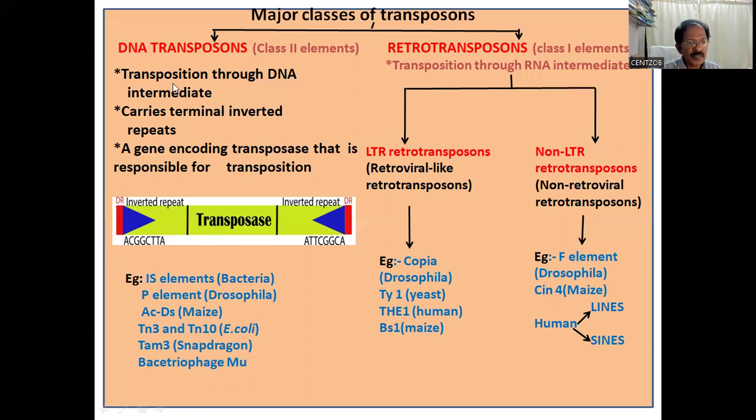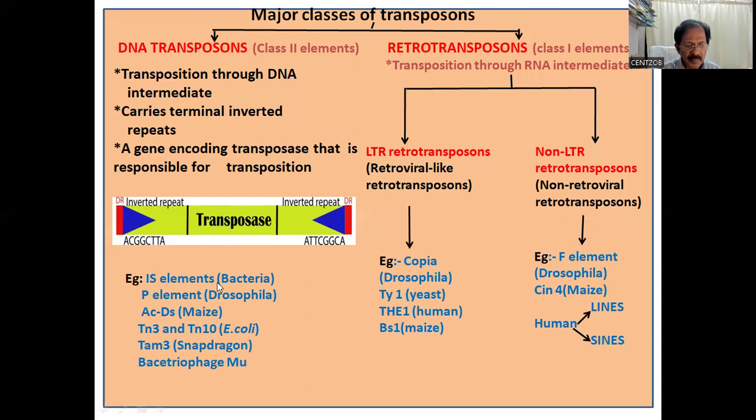About the DNA transposons, they have terminal inverted repeats. You see, there are terminal inverted repeats. Here ATTCGGCA, here ACGGCTTA. These are inverted segments. There is also a gene encoding the transposase that is responsible for transposition.